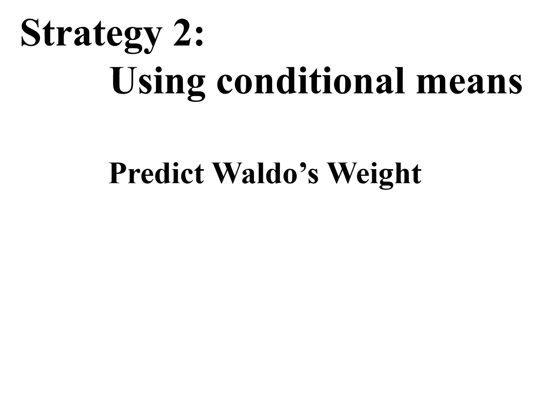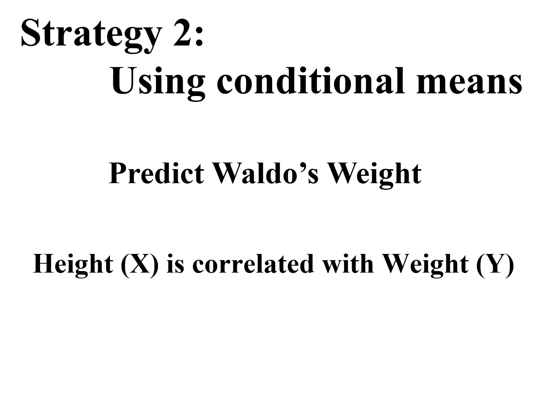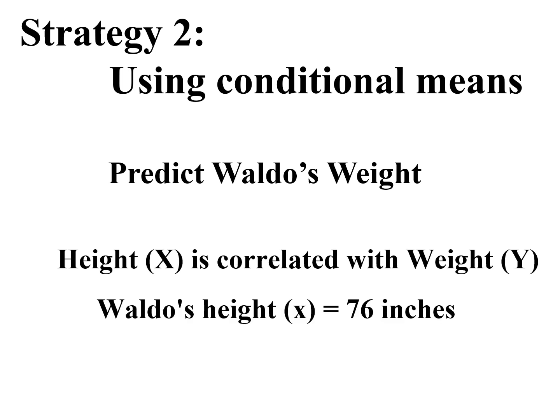We'll use the same example as before, where we have to predict Waldo's weight. Now, among men Waldo's age, height is correlated with weight. Weight is our y variable, because this is the variable we want to predict. Height is our x variable. It's correlated with our y variable and will help us predict y. Waldo is 76 inches tall. That is, his value on the x variable is 76.